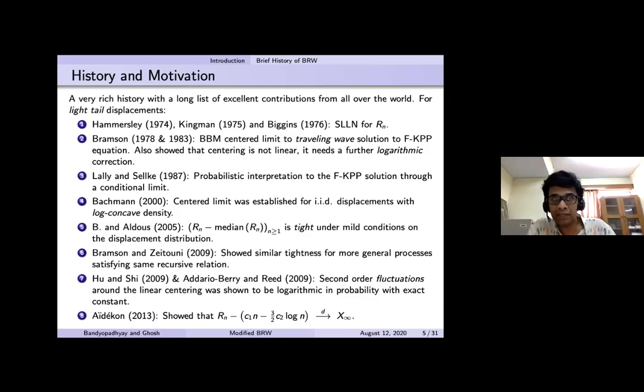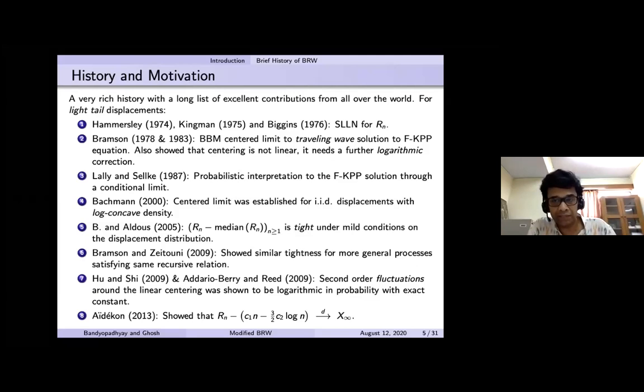Now I must say here that I am only concentrating on the light tail displacement case. There is a lot of excellent work in recent days by many of our colleagues in the institute for the heavy tail case. The heavy tail case is not what I'm going to concentrate on. That's why I'm not giving that part of the literature, but there is a lot of beautiful work in that domain as well in recent days.